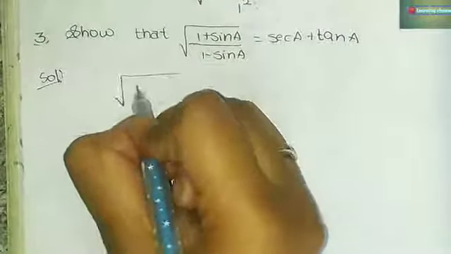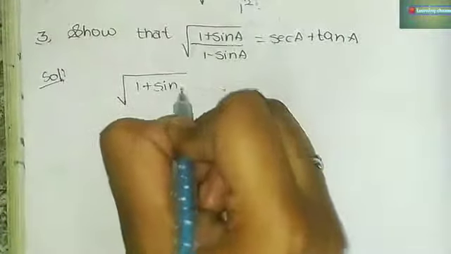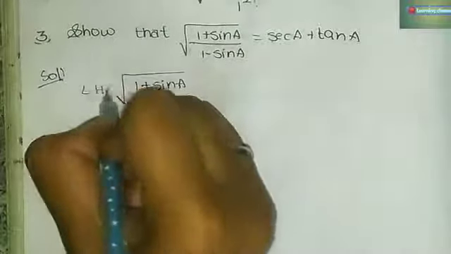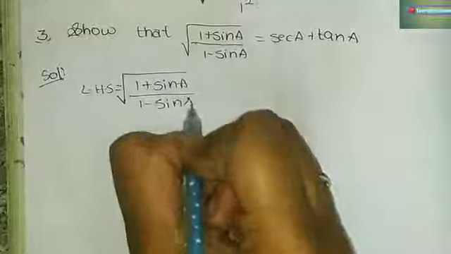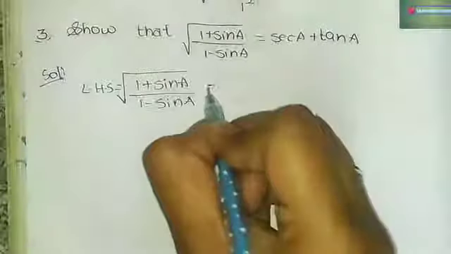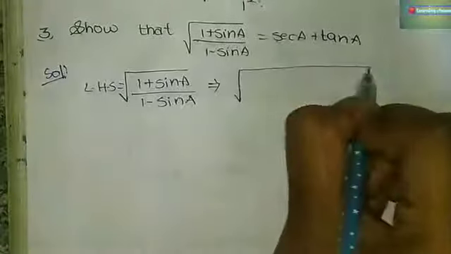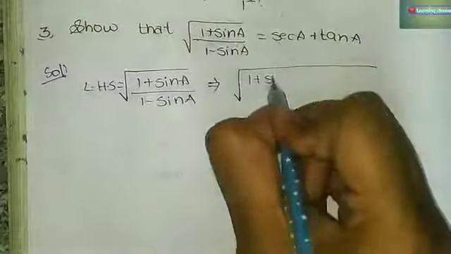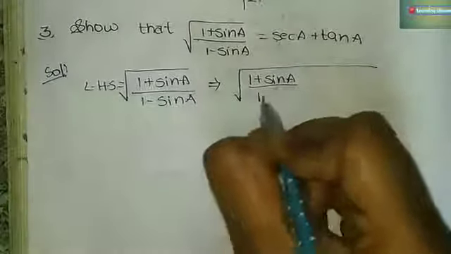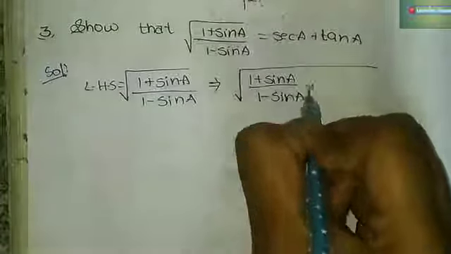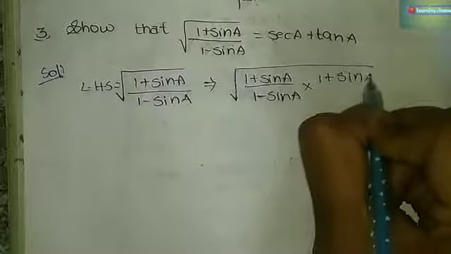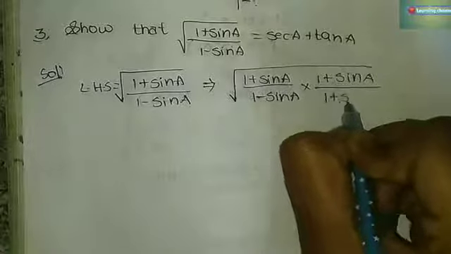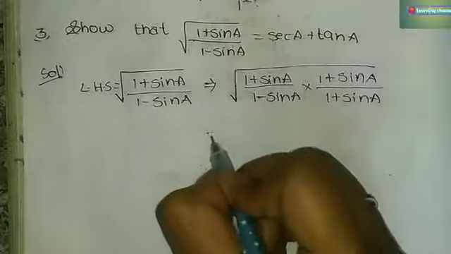Here this can be written as 1 minus cos theta into 1 minus cos theta divided by 1 plus cos theta, 1 minus cos theta. 1 minus cos theta, 1 minus cos theta cancel. So the answer is 1 minus cos theta by 1 plus cos theta, which is equal to the RHS part, which we have to prove.